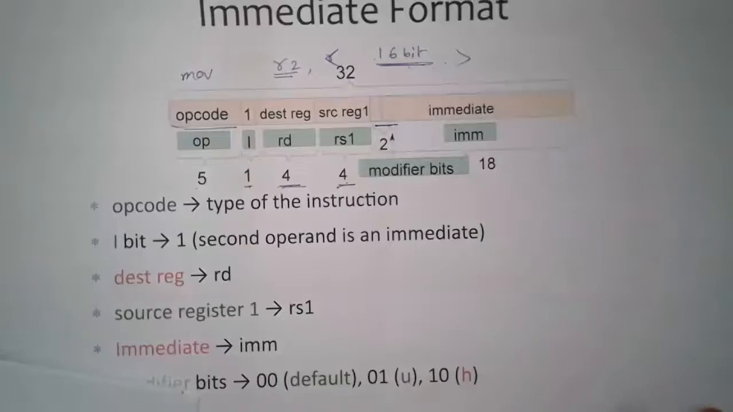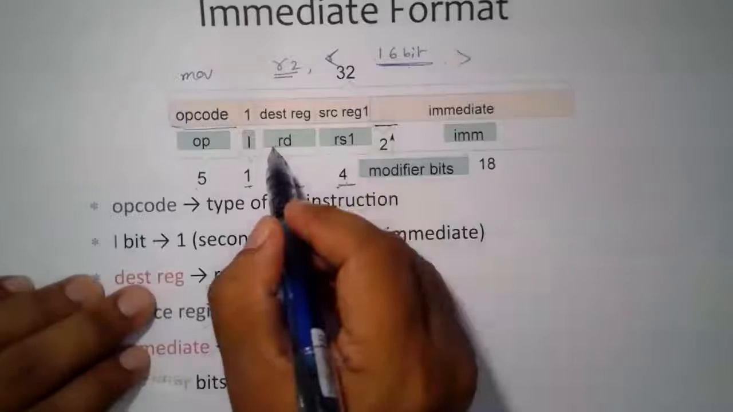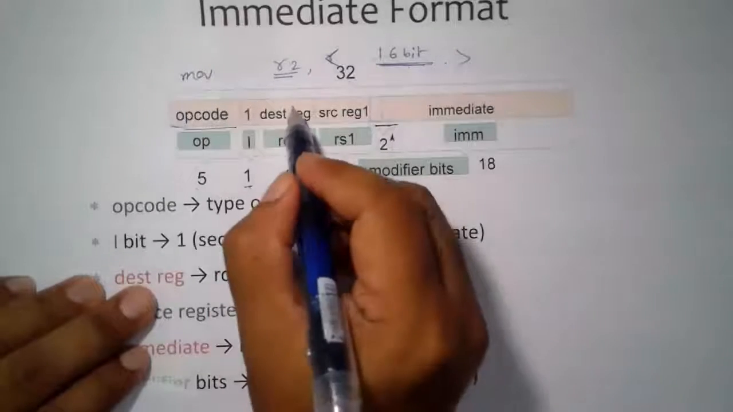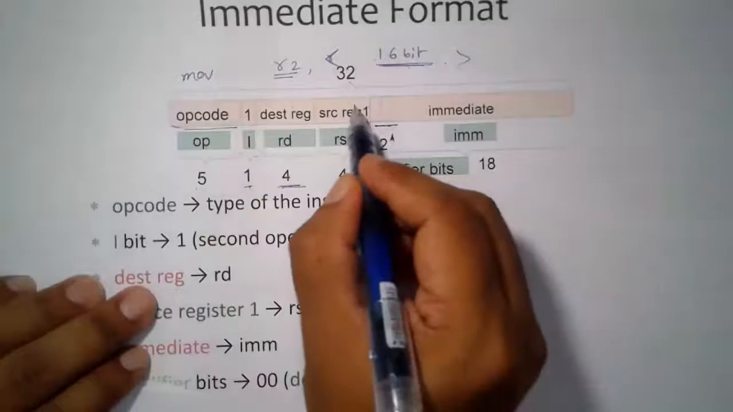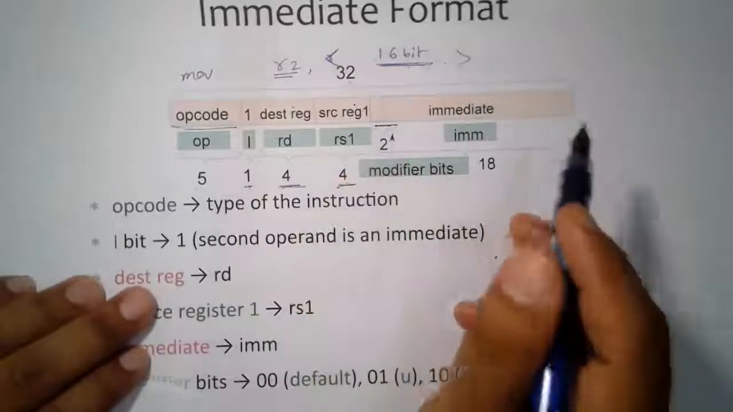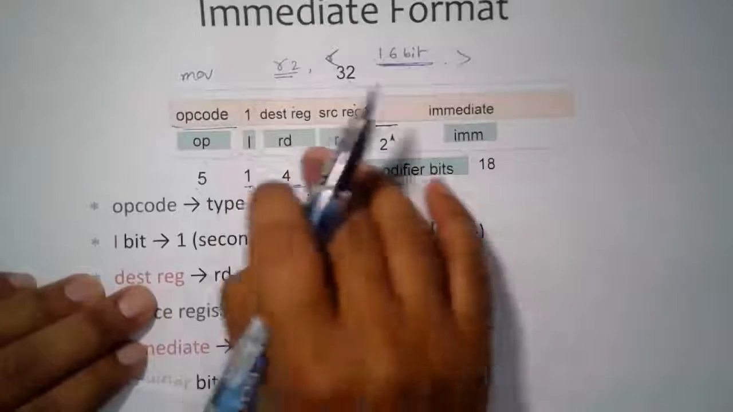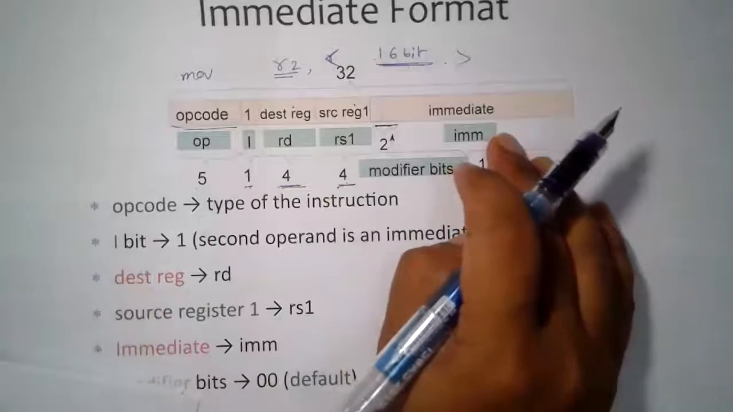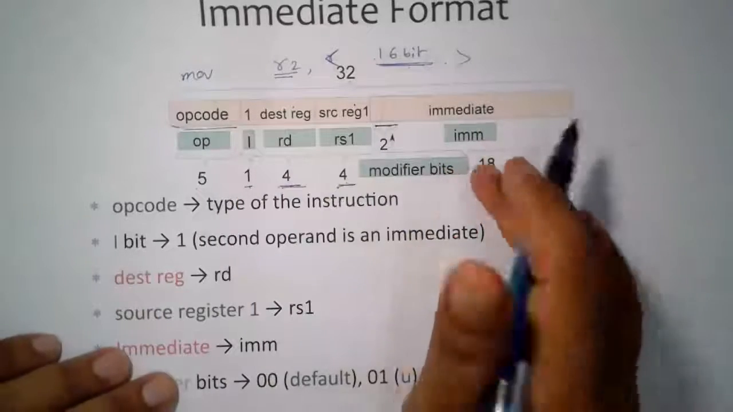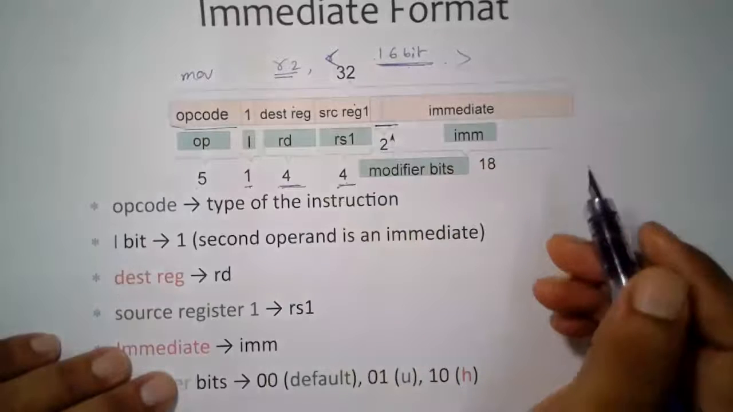So basically, you see that in this instruction format, there is a destination register and then there is a source register. This is typically the format of all the instructions. Now, what happens in a store instruction? Let me see whether I have this.